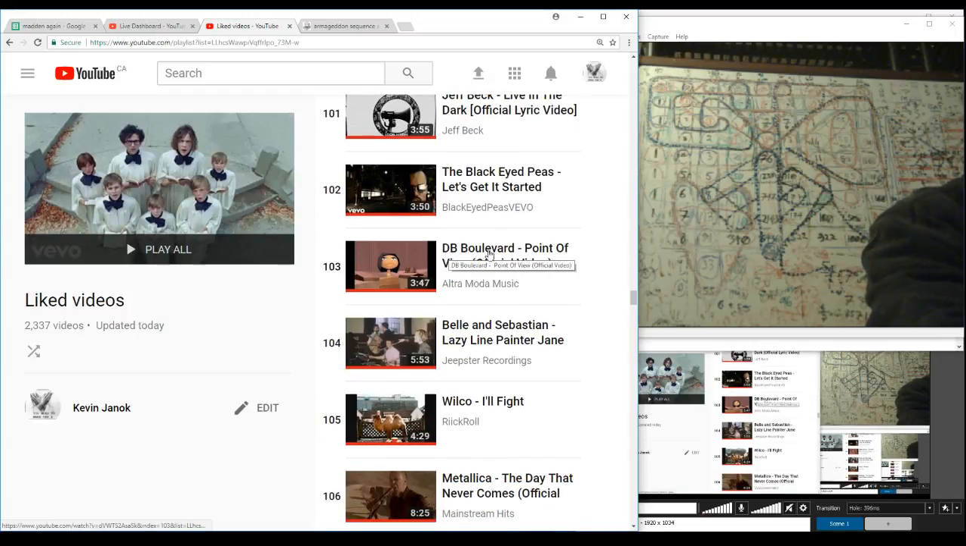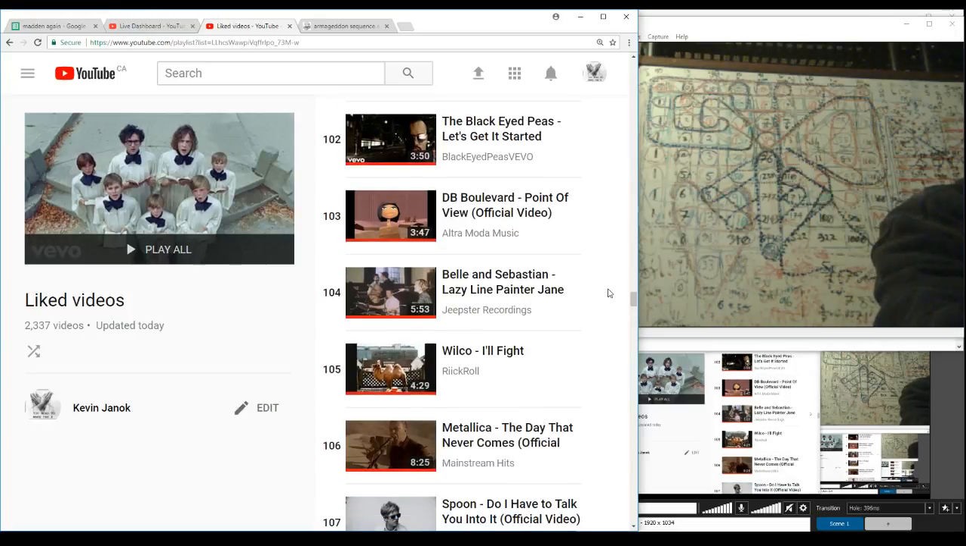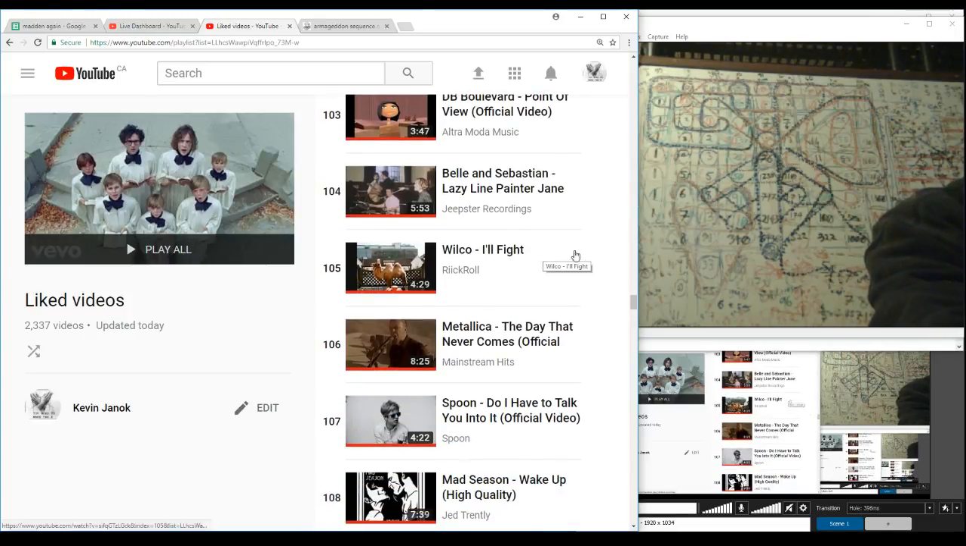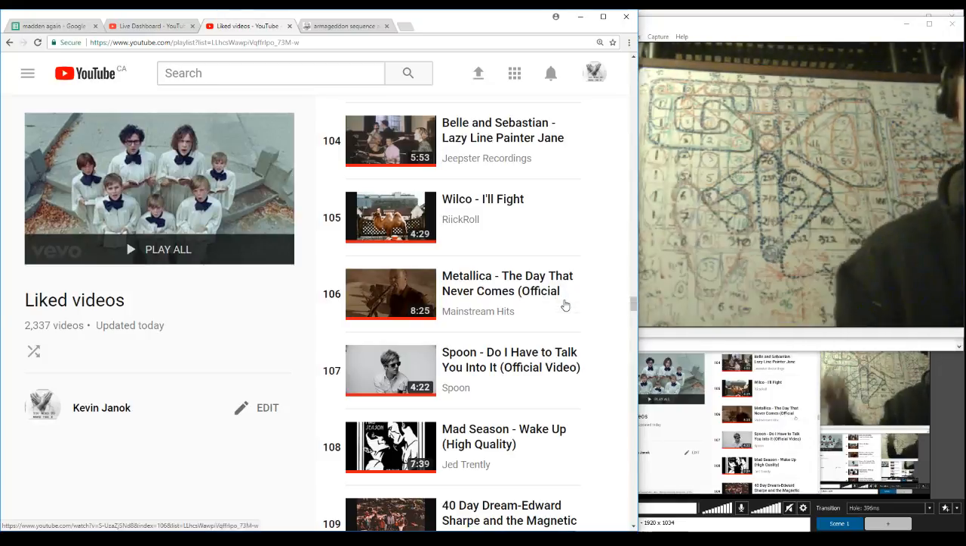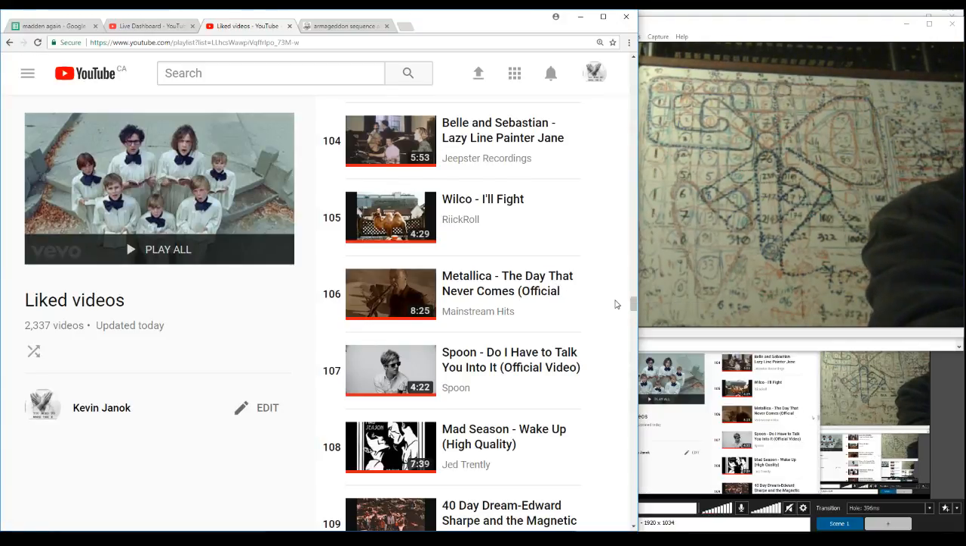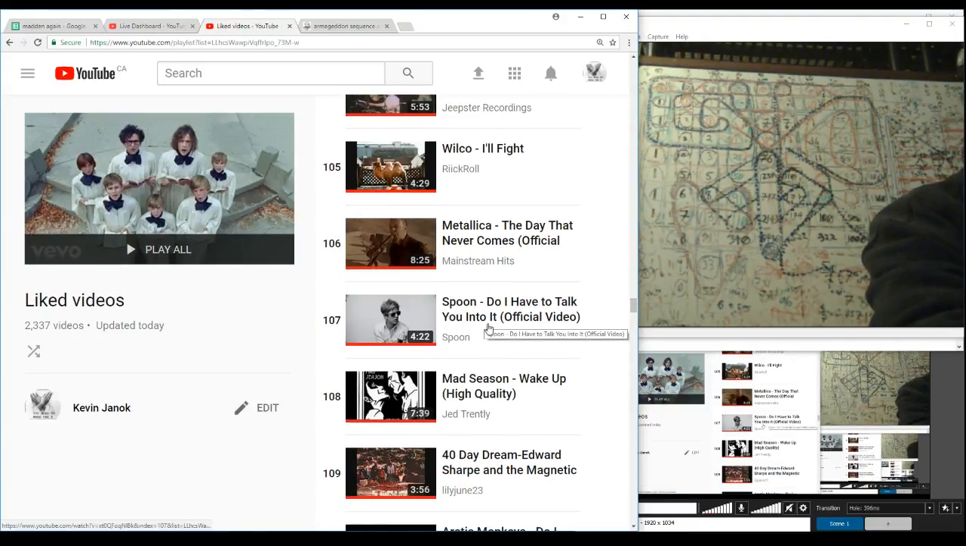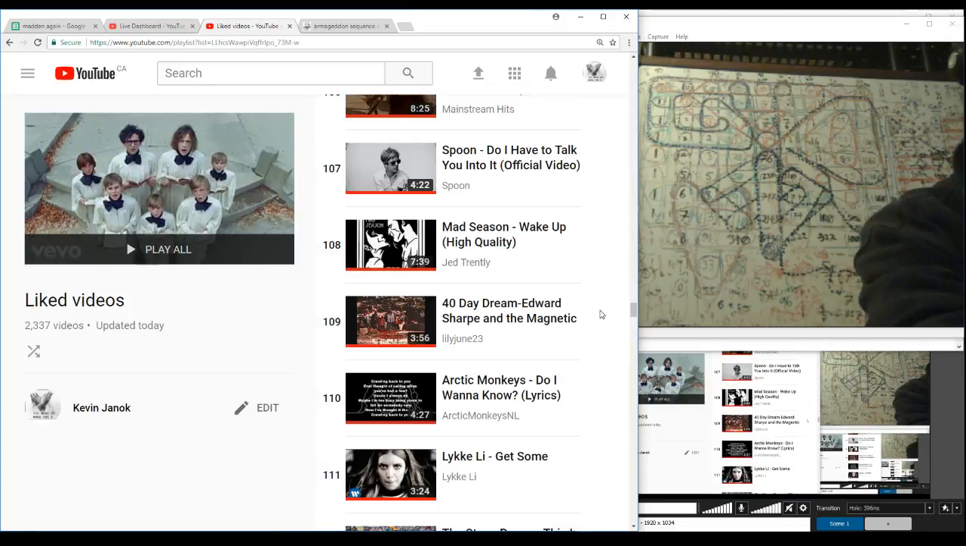Hey, look, DB Boulevard, Point of View. Interesting. Wilco, I'll Fight. Metallica, The Day That Never Comes. Do we mean that we all smarten up and join up together and wise up and start thinking for ourselves and start trying to fix the earth? Is that day never going to come? Do I have to talk you into it? It's how I feel. I have to talk the world into this. Hey, look, Mad Season even has the song Wake Up.